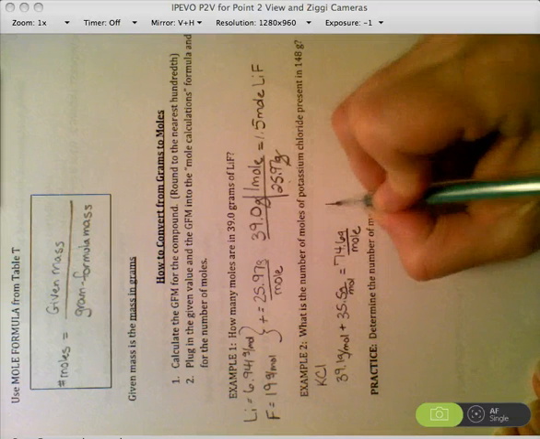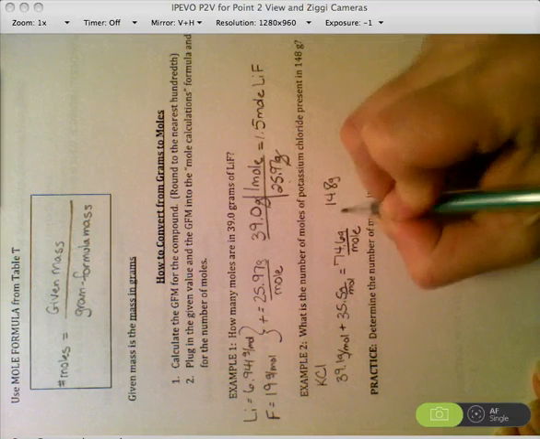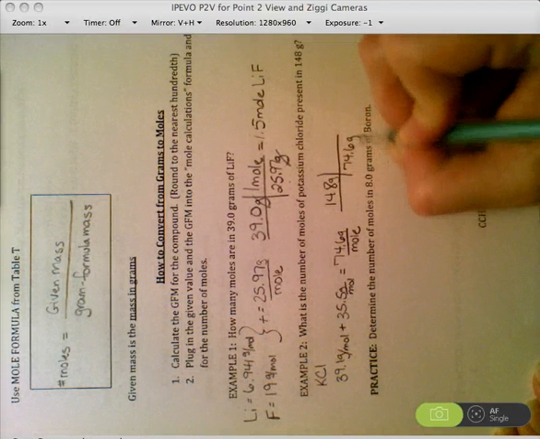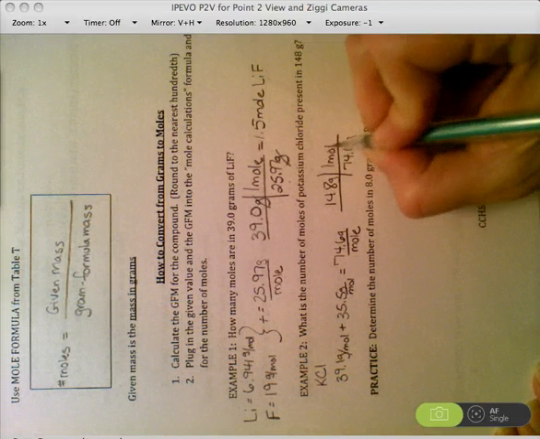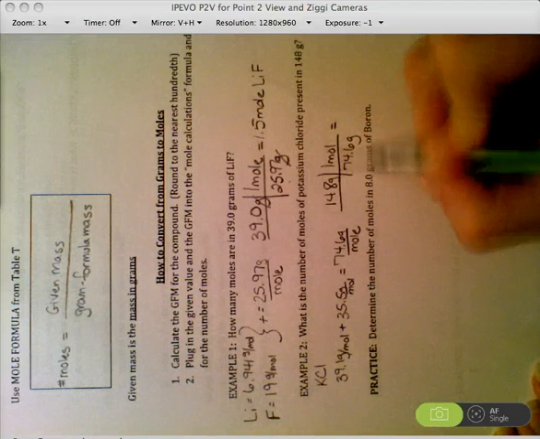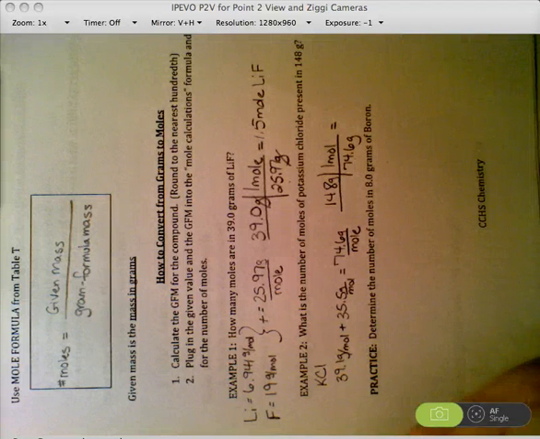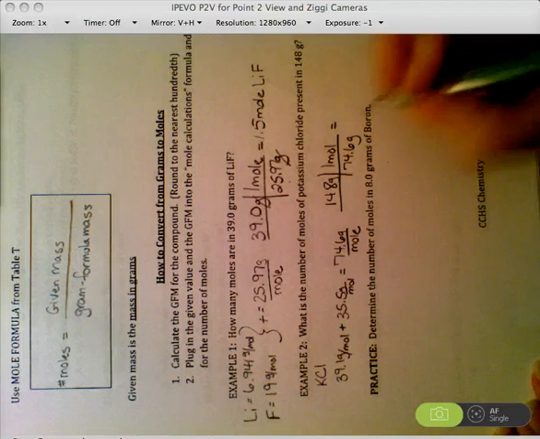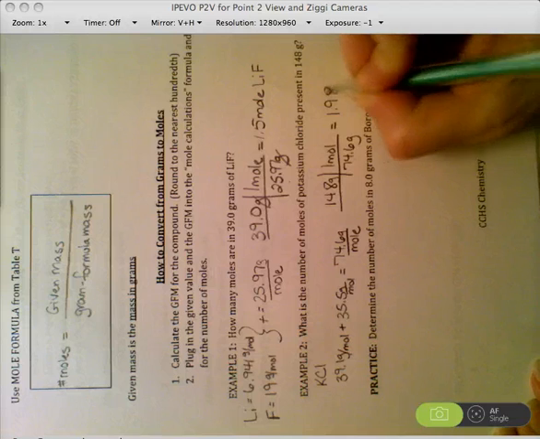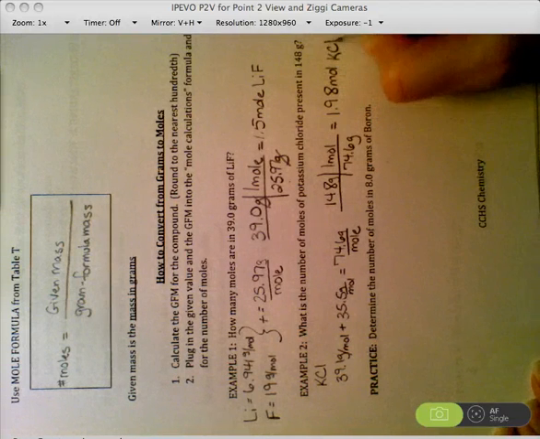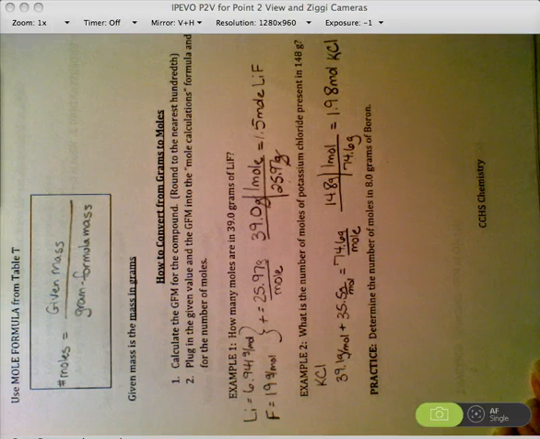So I know if I have 148 grams, and I know I have 74.6 grams in 1 mole, I take 148 times 1 divided by 74.6. So 148 divided by 74.6, I get an answer of 1.98 moles. Moles of what? Moles of potassium chloride. So now let's try it again.